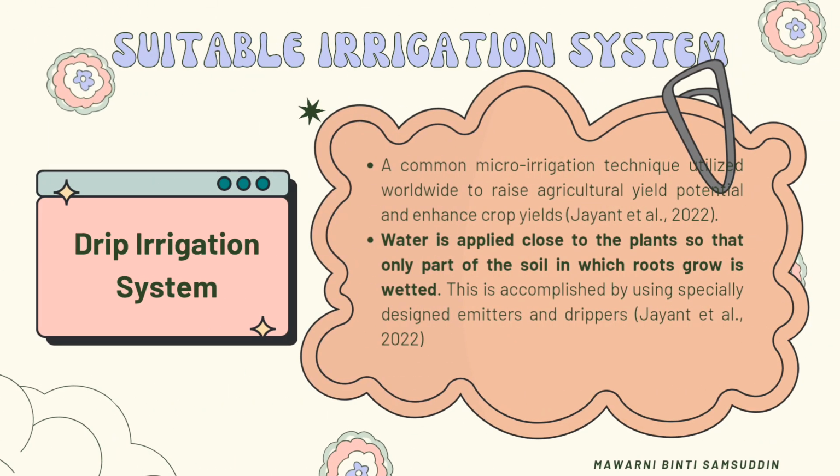According to the situation given, we choose drip irrigation system as suitable irrigation system. According to Giant et al. 2022, drip irrigation system is a common micro-irrigation technique utilized worldwide to raise agricultural yield potential and enhance crop yields. Water is applied close to the plants so that only part of the soil in which roots grow is wetted. This is accomplished by using specially designed emitters and drippers.